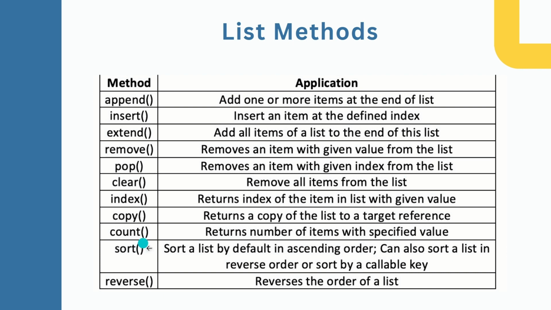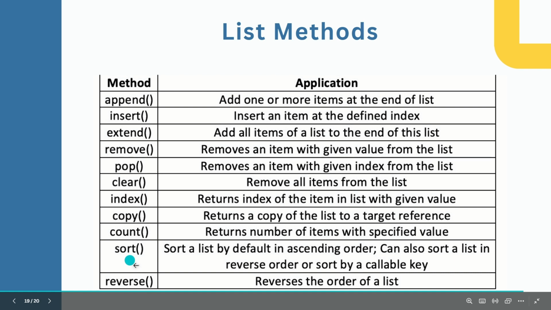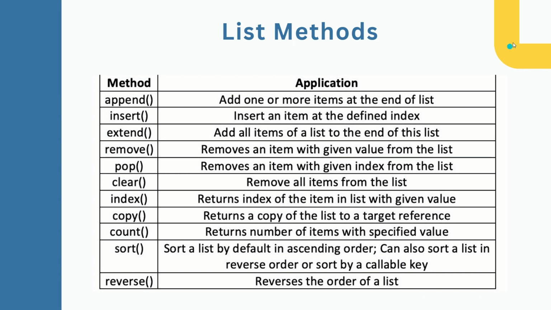You have the count function, which returns the number of elements with a specified value. Like if you have multiple duplicate values in your list, and you want to find out how many times a value is repeated, you can use the count function. Then you have sort, which you'll be seeing now in the code, and then you also have reverse, which reverses the list. So let us go to Google Colaboratory and check out the code for the last few methods.